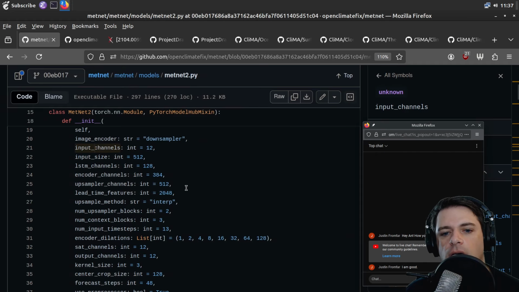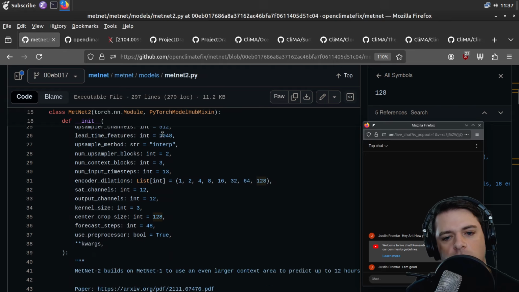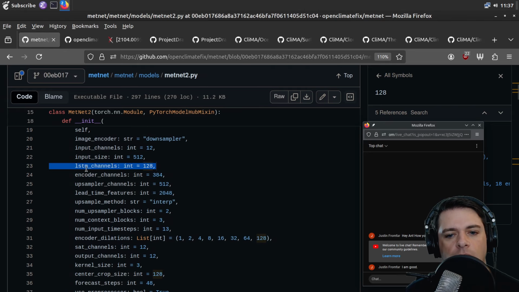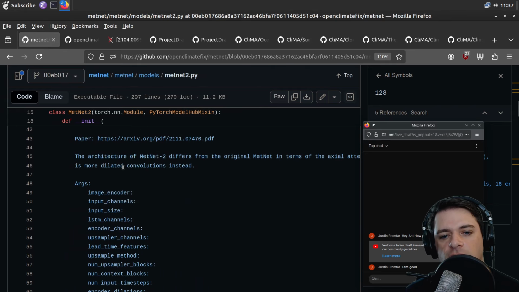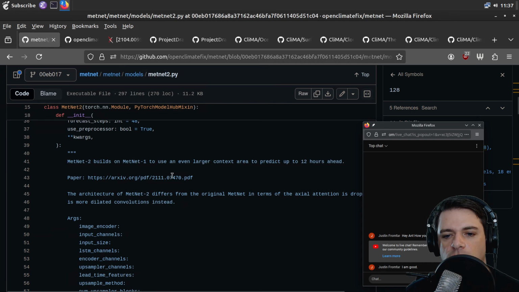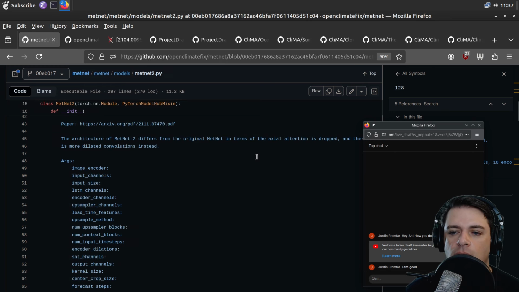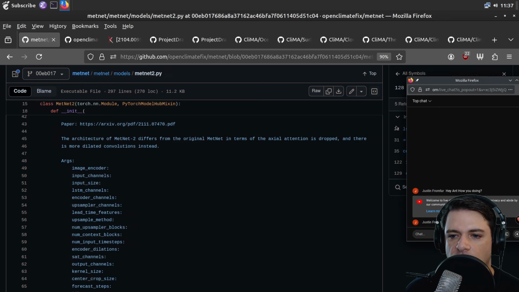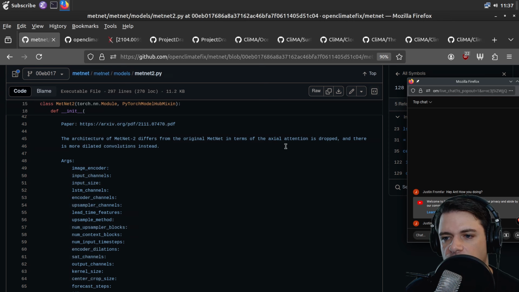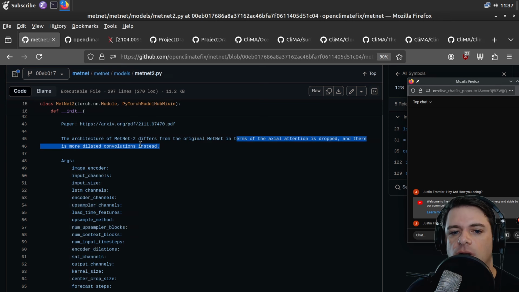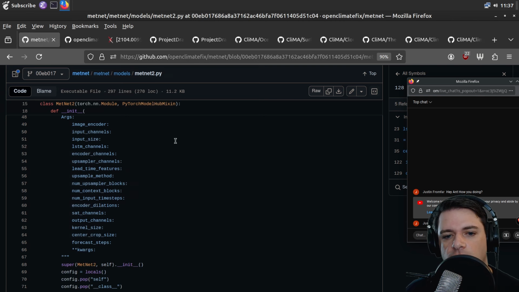Okay, so we have some LSTM channels. I'm guessing these are like LSTM units, but maybe they can send messages. Encoder channels, upsamplers, etc. So this builds on MetNet-1 to use an even larger context area to predict up to 12 hours ahead. It differs from the original MetNet in that the axial attention is dropped and there are more dilated convolutions instead.